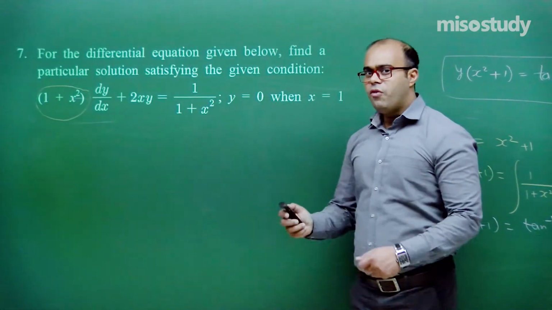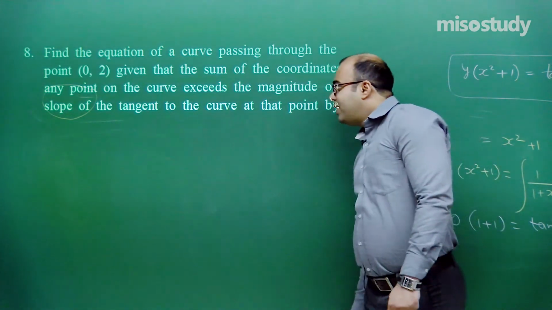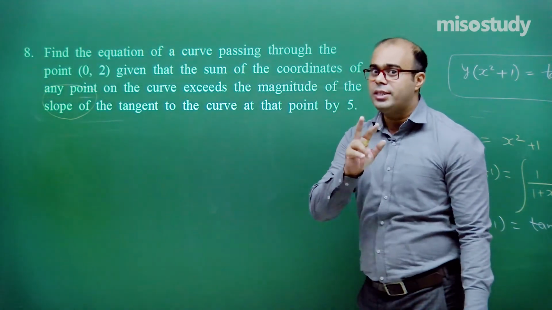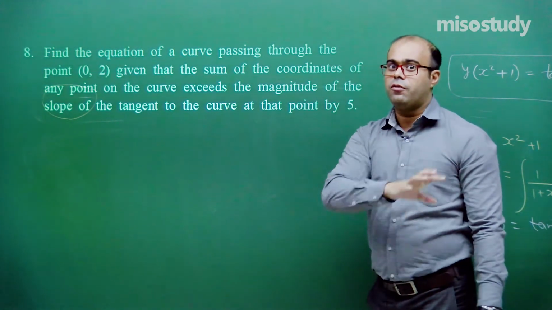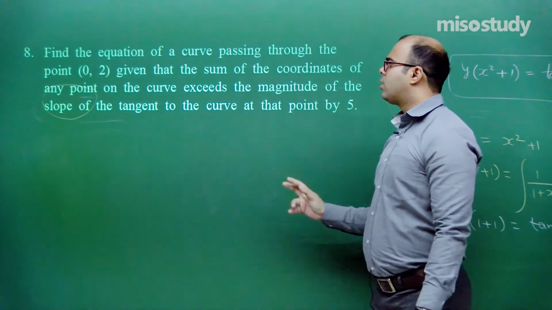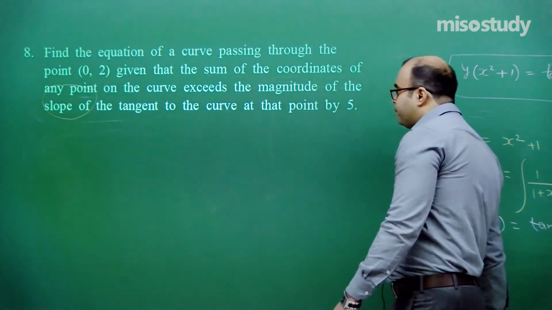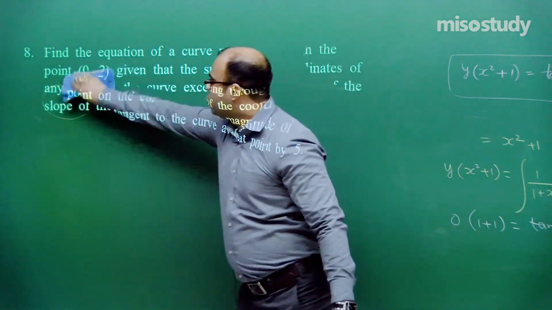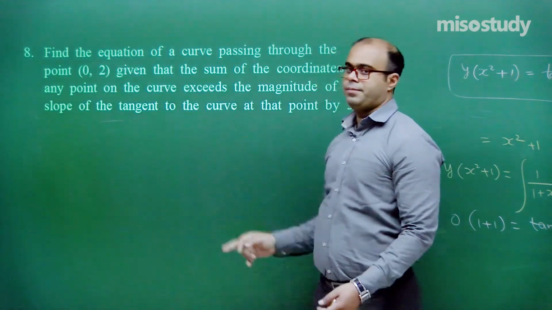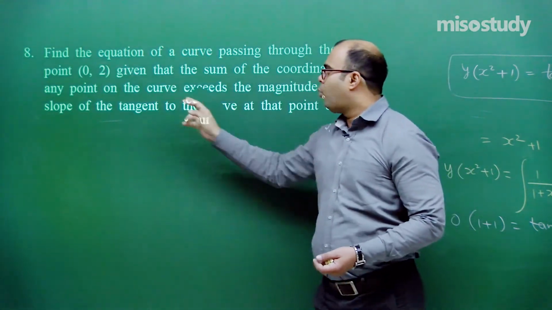Now let us come to one more 4 marks question. After that there will be a 6 marks question. It says find the equation of a curve passing through the point 0 comma 2. Here again the 0 comma 2 point is given so that we can find the specific curve, particular solution. Given that the sum of the coordinates of any point on the curve exceeds the magnitude of the slope of the tangent to the curve at that point by 5. So let us first try to understand what the question is saying. Actual question starts from here, given that. This is for particular solution. The sum of the coordinates of any point on the curve.